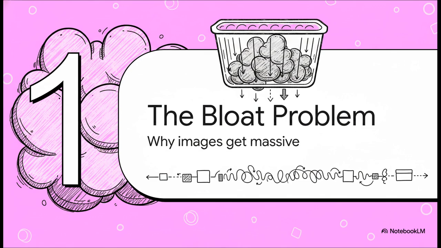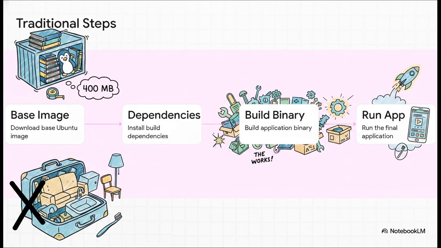Let's understand why these images get so massive. Typically, when you start containerizing an app, you follow a set of steps that looks exactly like this. You grab a heavy base image, like Ubuntu, which is maybe 400 megabytes right out of the gate. Then, you start installing your dependencies, compilers, package managers, libraries, the whole shebang. Finally, you build your application and run it. The problem is, you're stacking all of these dependencies on top of each other in the final image. It's literally like packing your entire house, the furniture, and the kitchen sink just to go on a weekend trip. You don't need the kitchen sink at the hotel, just like your app doesn't need a compiler in production.